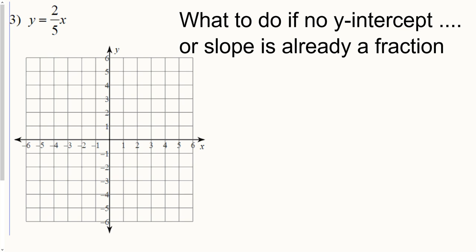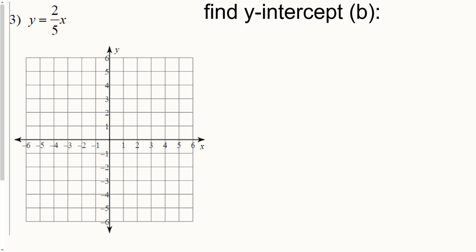Here's number 3. This one shows us what to do if there's no y-intercept or if our slope's already a fraction, because sometimes people freak out about that. Here we go. Find y-intercept, which is basically nothing, so we put plus 0 behind the x, and that means our y-intercept is 0. So go graph it.